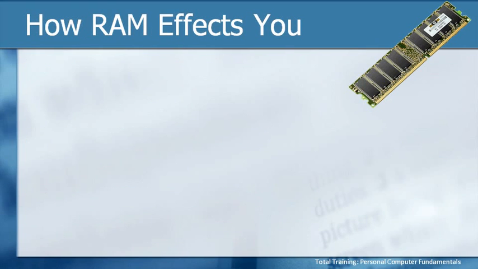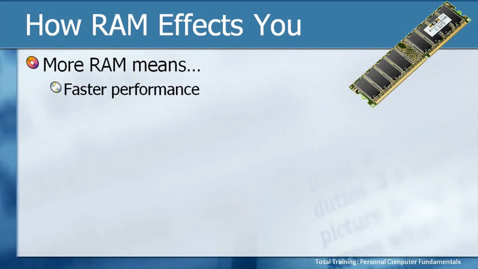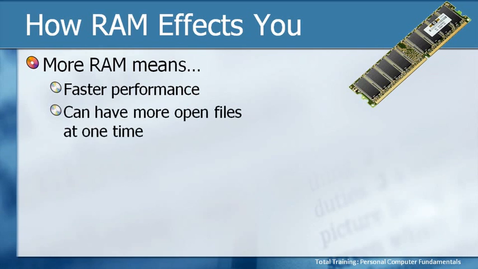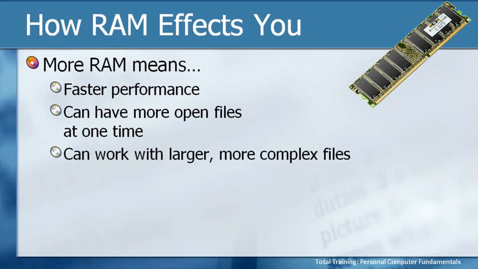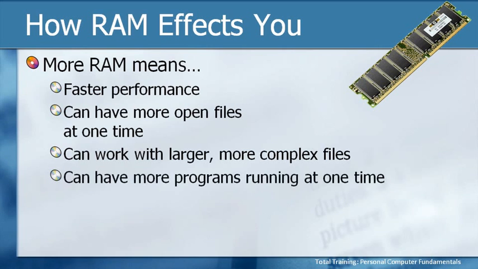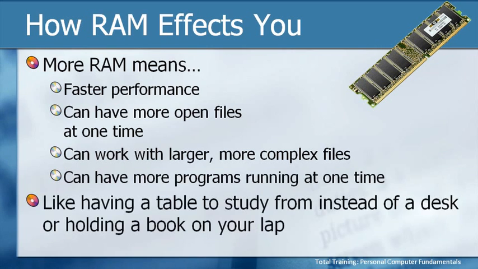But how does this actually affect you in the way you work on your computer? More RAM means several things. It means faster performance, that you can have more open files at one time, that you can work with larger, more complex files, that you can have more programs running at one time. And like having a table to study from instead of a desk or holding a book on your lap, the more RAM you have, the better.